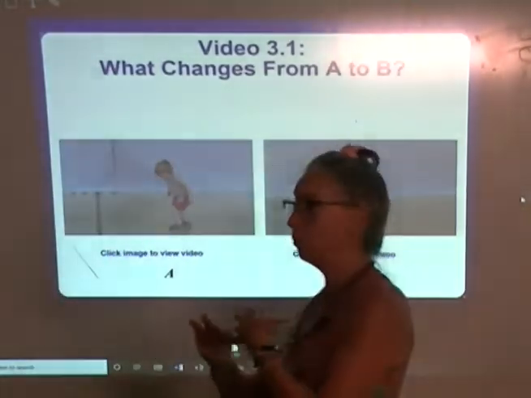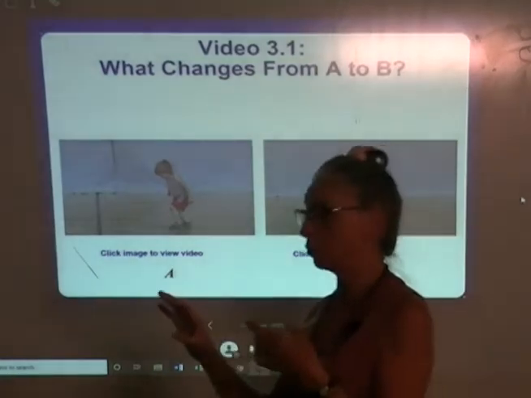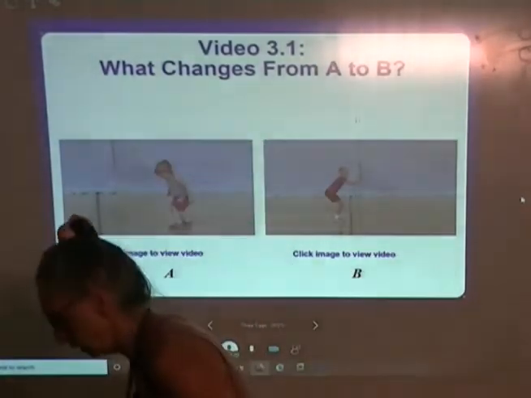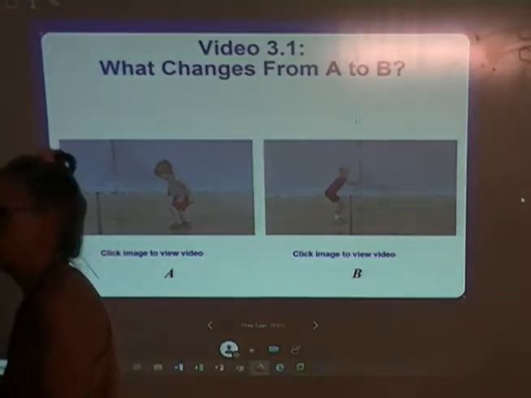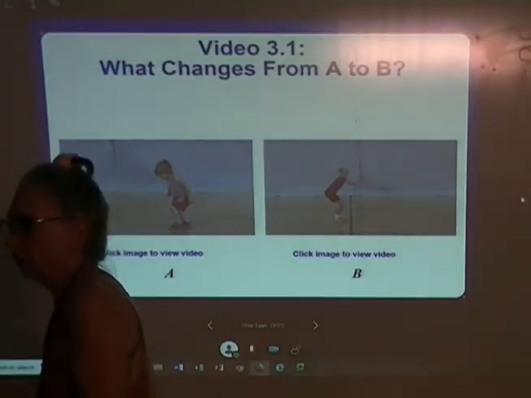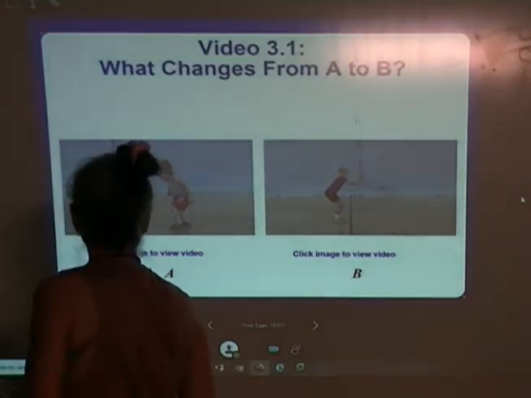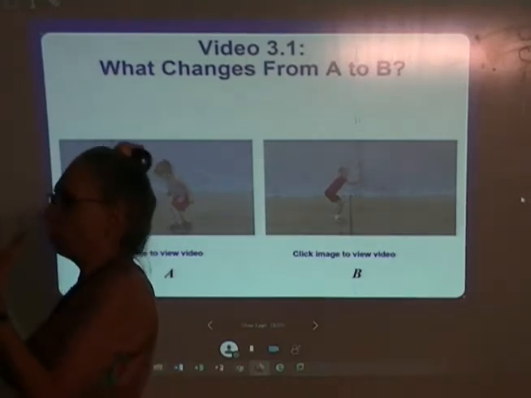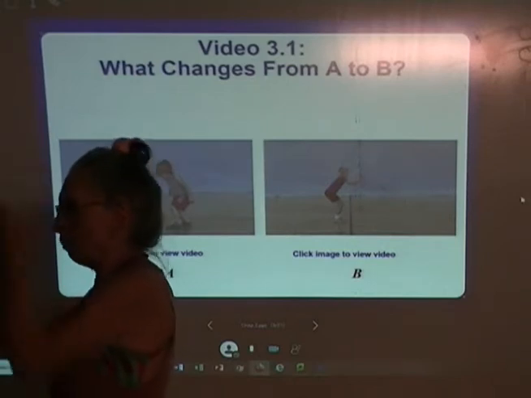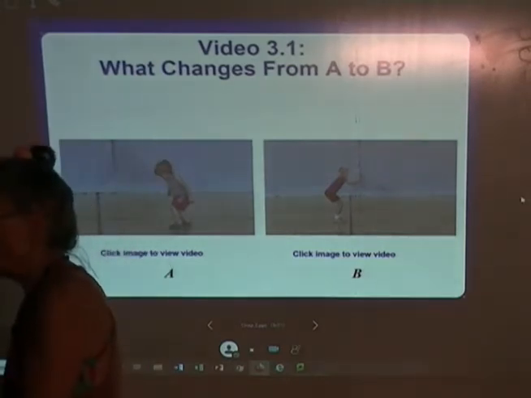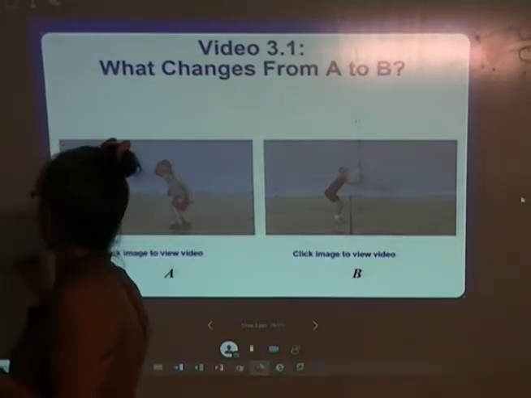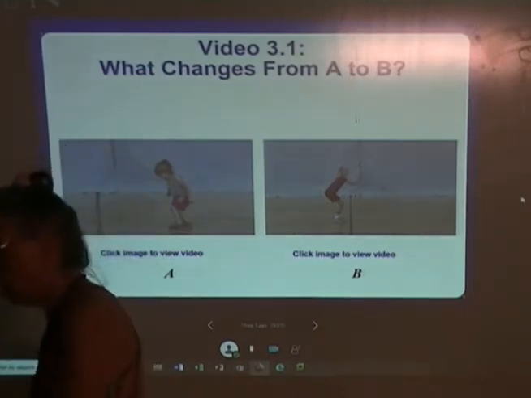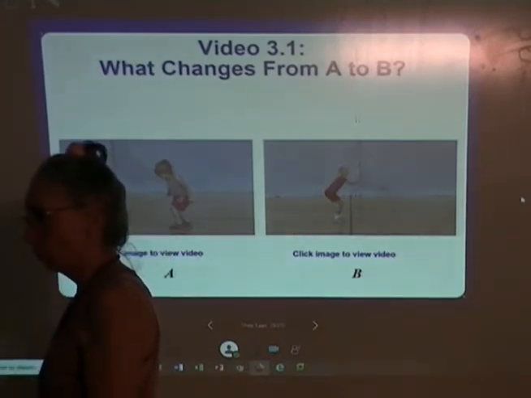Her arms do, if I remember rightly, nothing at all. And it's not a very effective jump. You'll see she goes up and not very far forwards. That's because at this point, her force production is all down into the floor.